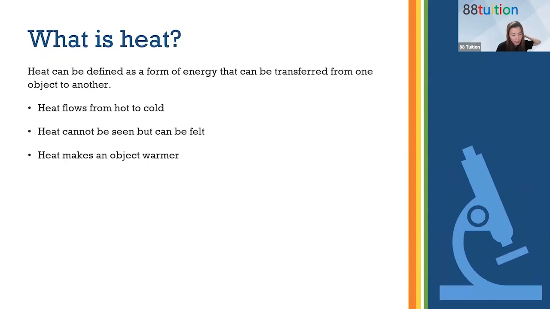So define heat as a form of energy, energy that is transferred from one object to another. Then again, heat flows from hot to cold. Heat is something that we cannot see, but we can feel it. Heat will make an object warmer. So we are actually trying to say a gain of heat, right? That's why the object is warmer.